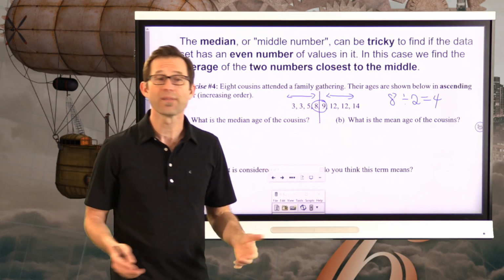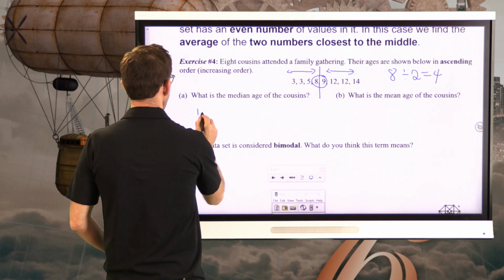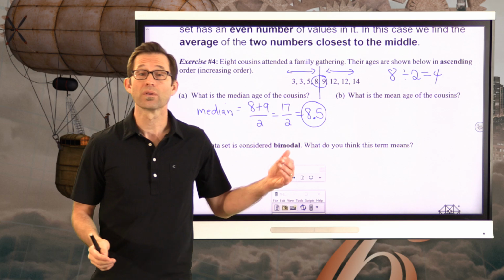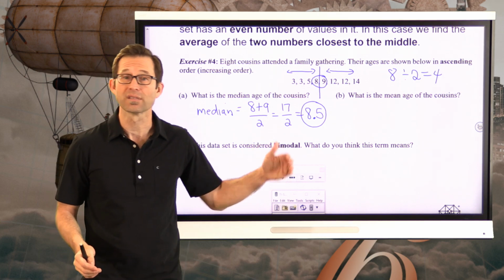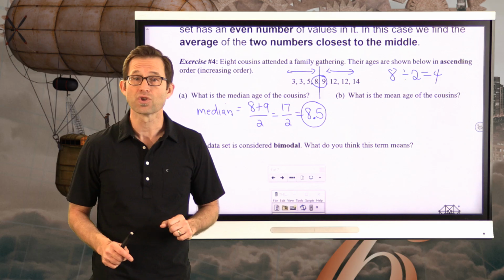But if for some reason that's not obvious to you, then what you do is you simply take those two numbers, add them together, divide by 2, find their average, and if you did that on the calculator, you'd find that the median is 8.5. And again, notice the median certainly does not lie in the data set. There is no 8.5 here, but that would be the median age.